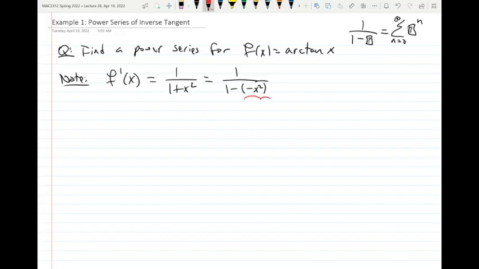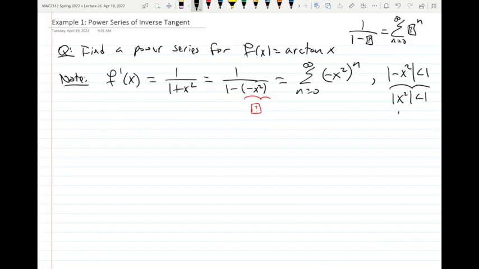So this is my something right here. That's my little box. So this becomes the sum from 0 to infinity of negative x squared to the n. And remember, every time that you use this, because we're using geometric, we know that this equality holds as long as my something is less than 1 in absolute value, because that's your ratio. So as long as the absolute value of negative x squared is less than 1, this means the absolute value of x squared is less than 1, which means the absolute value of x is less than 1. And we know that when it's equal to 1, it does not converge, so you don't have to worry about testing endpoints here.